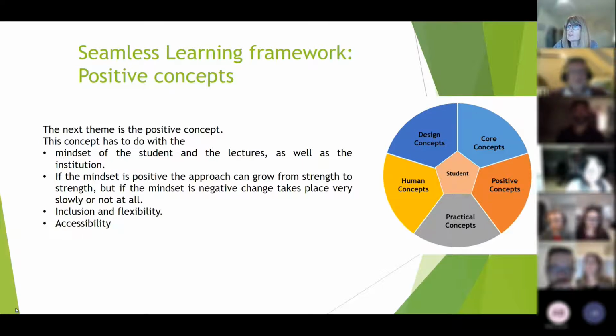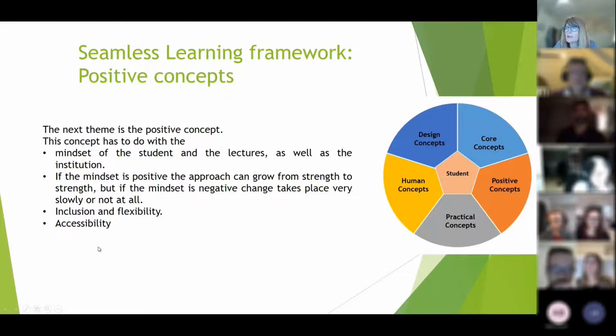And then the positive concepts are really the concepts that have to do with the mindset of the student, as well as of the lecturers and the institution. If there's a positive approach towards learning, a positive attitude, they can grow, the student will grow. But once he's negative, obviously he will not. And there are so many different influences that give him a positive or a negative mindset. This is where one needs to look at what can we do to improve it.